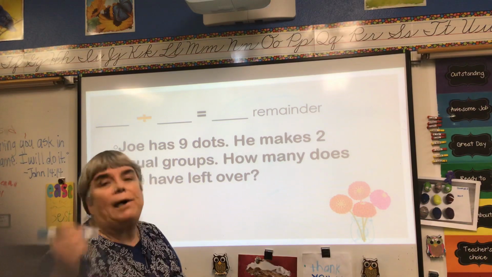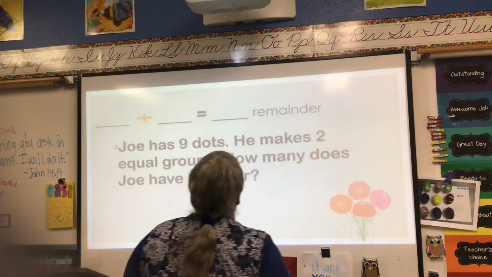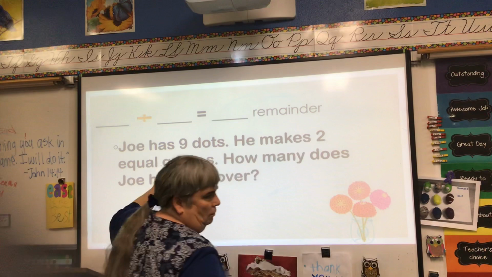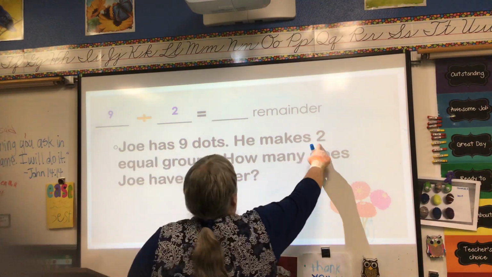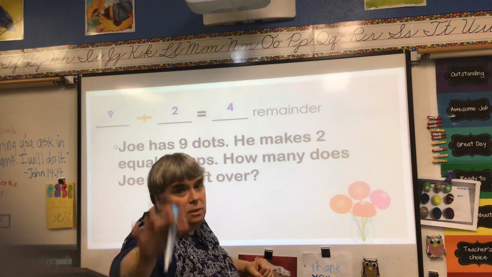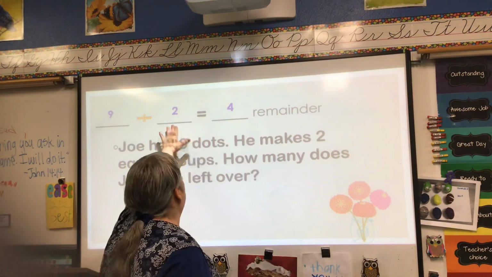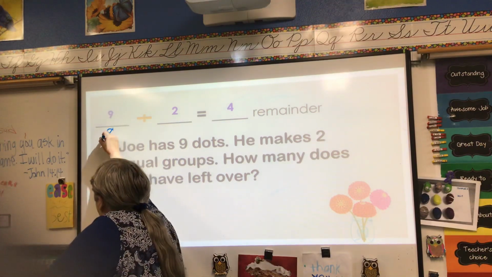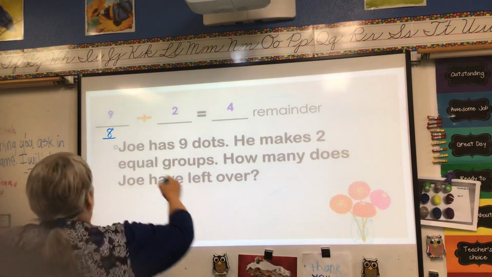On your test, I suggest with your highlighter that you highlight the word remainder so you don't get confused and put down one of these other numbers. Okay, go ahead. 9, because we started with 9, into 2 equal groups is 4. So let me show you the thing I didn't show you the other day. This is what we're going to do. We're going to say 2 times 4, or 4 times 2, is 8. And we're going to write the 8 down right here underneath our biggest number, and then we're going to subtract.